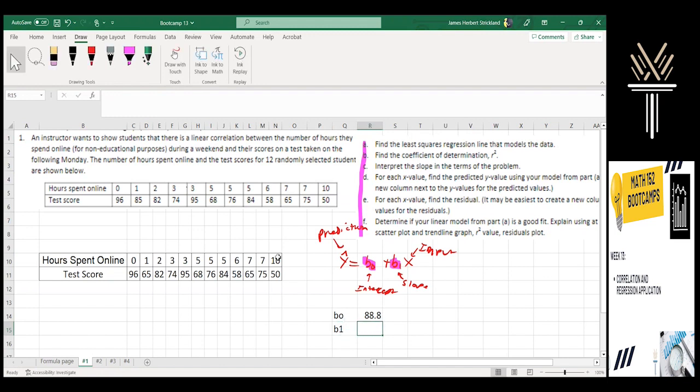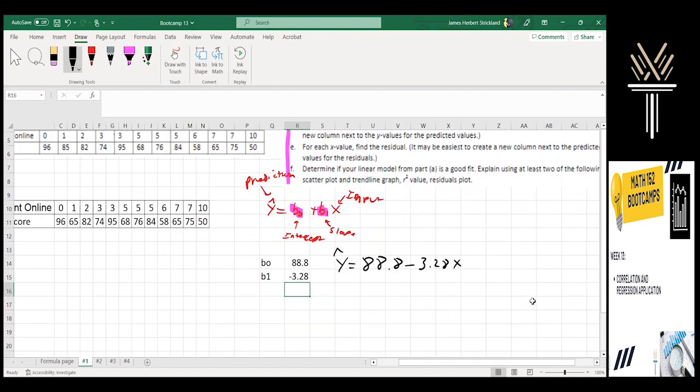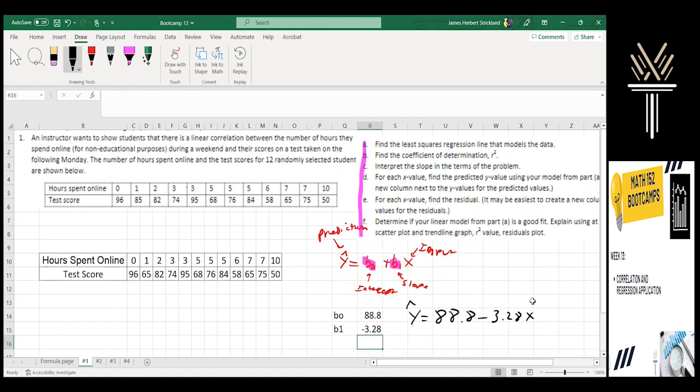B1 is our slope. And so again, your y's and the x's. And so we have an equation in the form of y hat equals 88.8. It's negative, so minus 3.28 times x. And there we go. I'll come back to something else a little bit later, but let's continue with this for now.